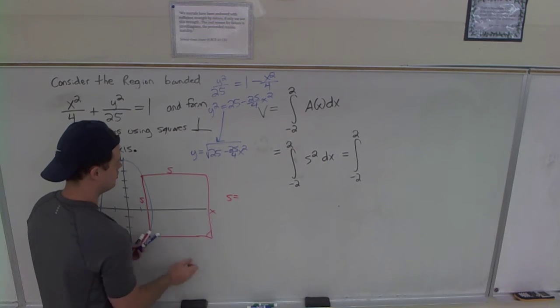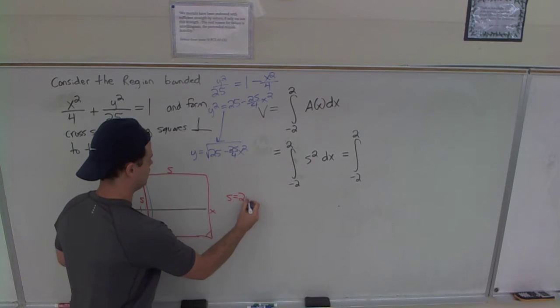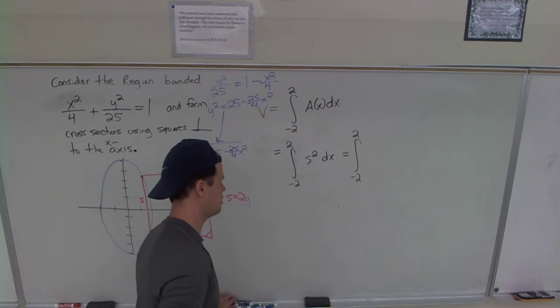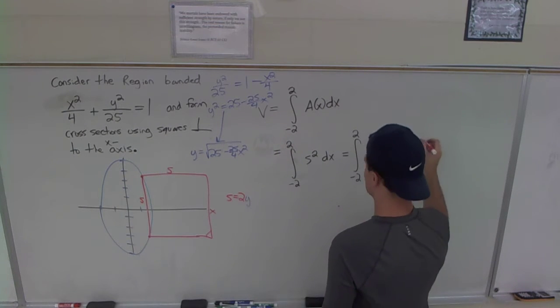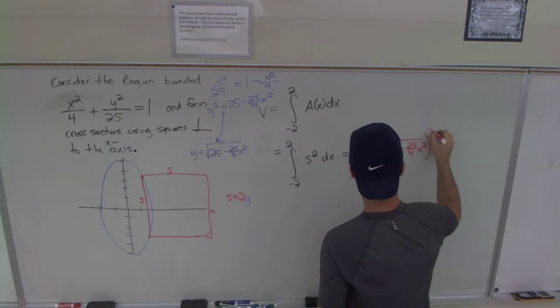So that's the side. The side is going to be double what I call y here in blue. So I had it in red. I guess I'll stick it in red over here. So we're going to go 2 times the square root of 25 minus 25/4 x squared, and that all gets squared.